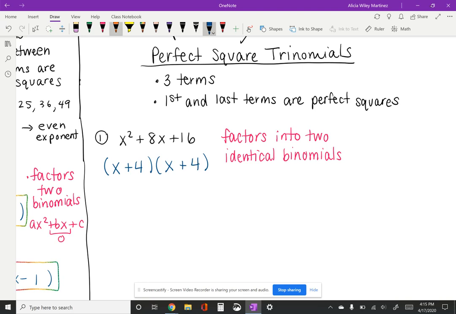And you can check your middle term in your head or on paper. You can see here you're going to get 4x. Here you're going to get 4x, which is 8x.